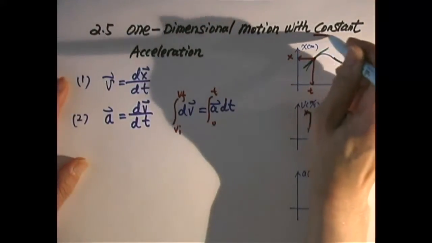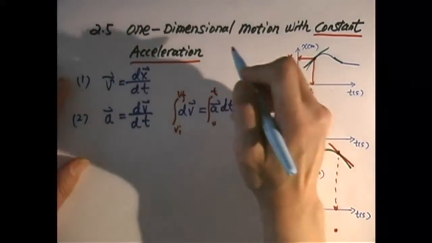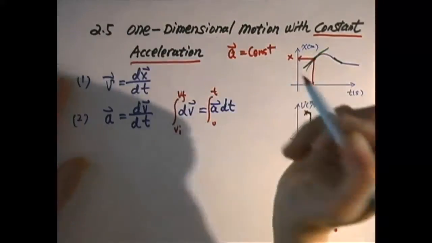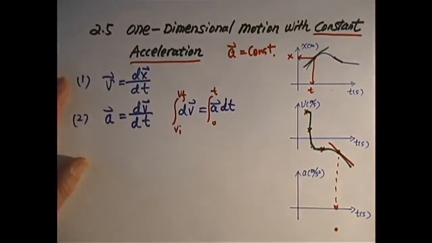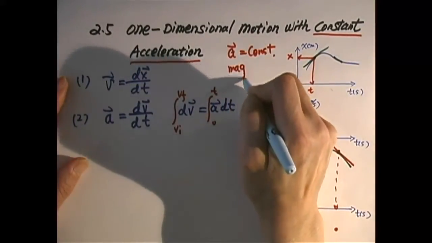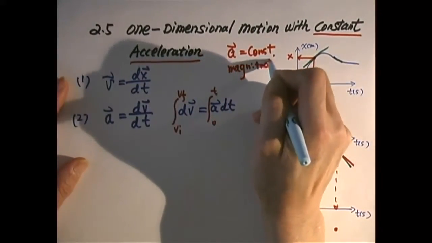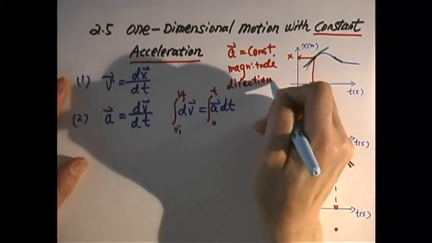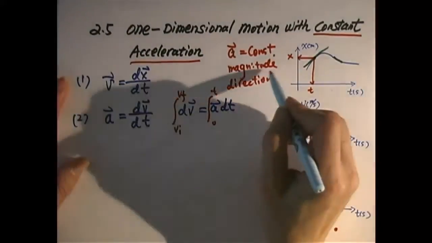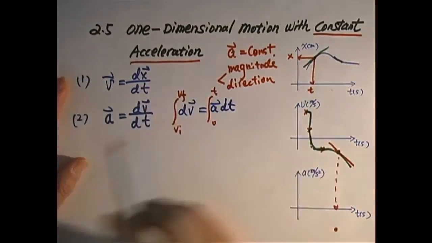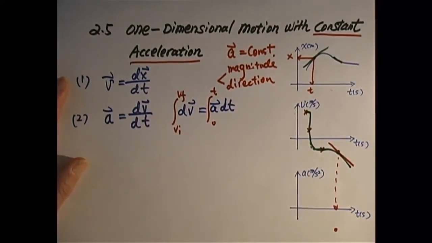Now if we say constant acceleration, that means a is constant. We have to be very careful. When acceleration is constant, it means not only the magnitude but also the direction is constant, because acceleration is a vector. A vector has a magnitude and direction. Only when both magnitude and direction are constant do we say that vector is constant. So we have to be very careful about that.